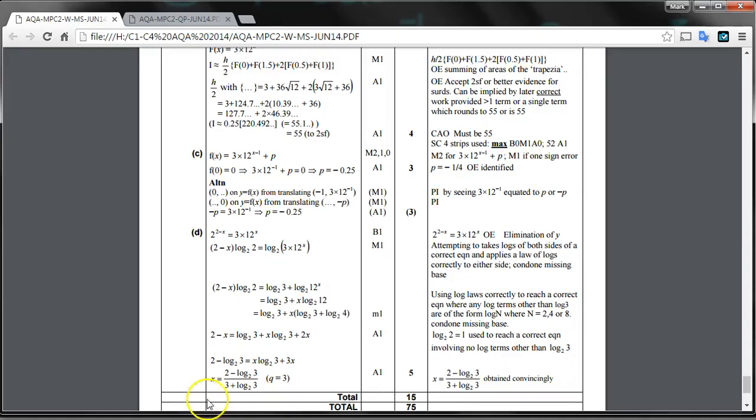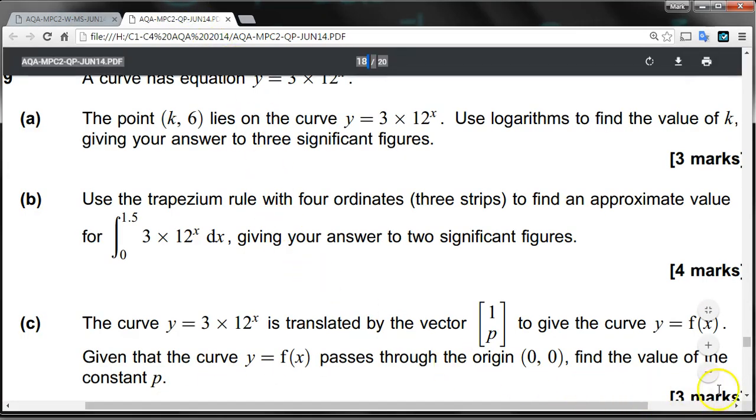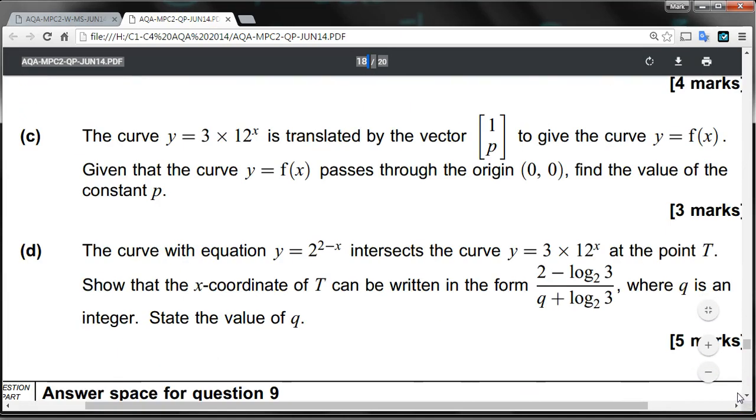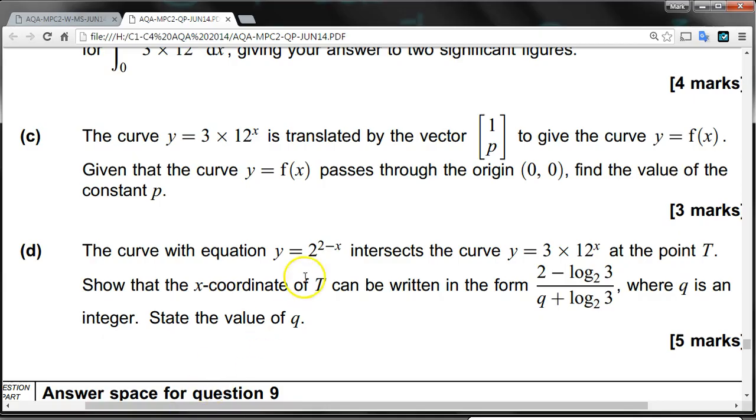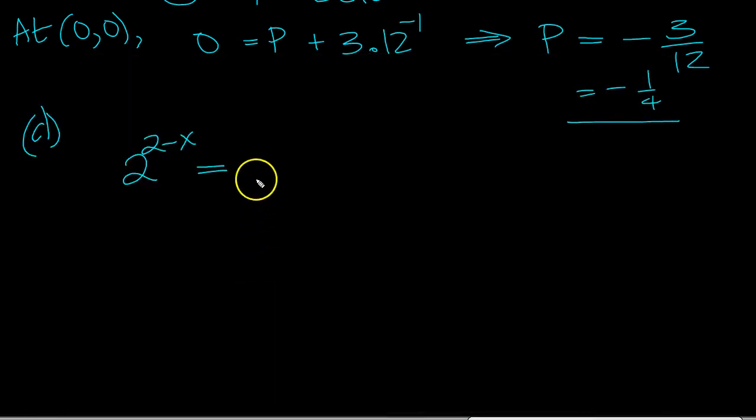Let's have a look at part D. Here, there is a part D, there we go. At the point T, okay, where Q is an integer, state the value of Q. This intersects this curve at T. So when does that equal that? And solve for X. We want to find X, state the value of Q. So when does 2 to the 2 minus X equal 3 times 12 to the X?